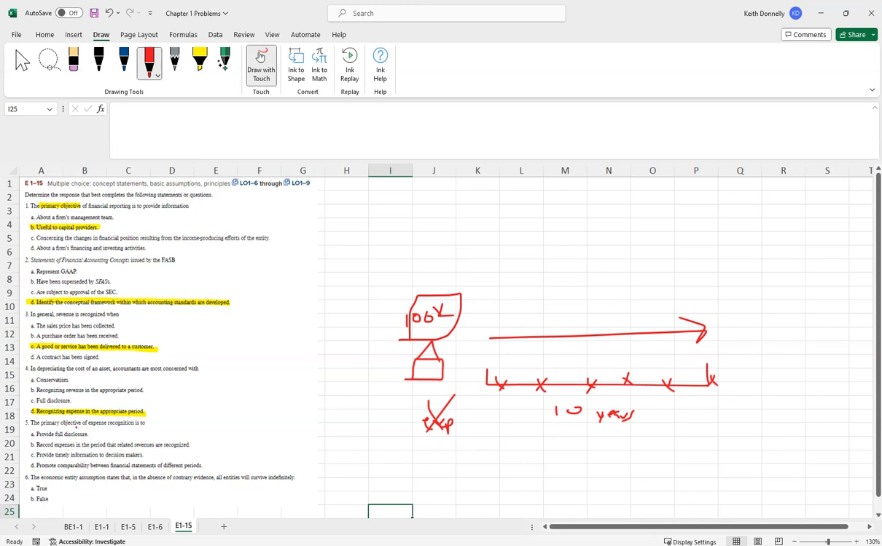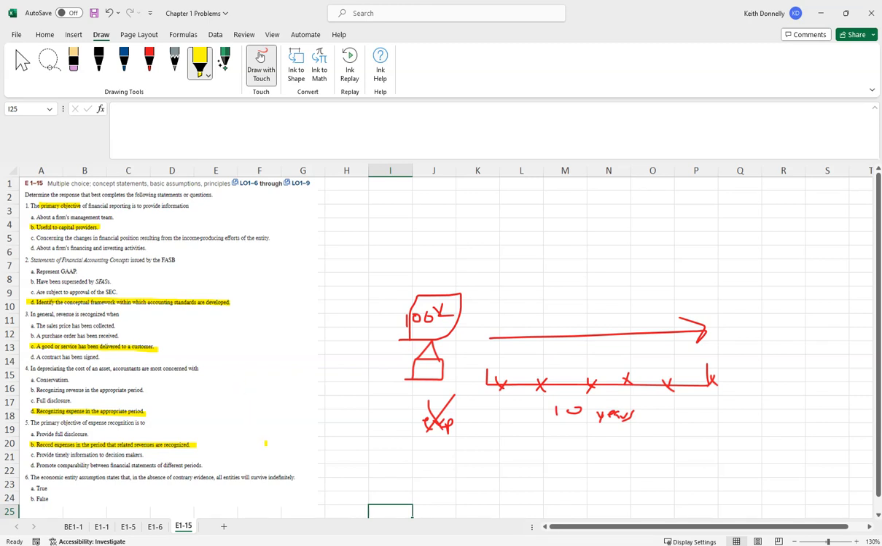Number 5 here, the primary objective of expense recognition. This one is going to be B, right? And this is what we were just talking about, right? It's just kind of a corollary of number 4. We are trying to record expenses in the period and associated with those revenues, right? So we buy this plant, this building in our business, we use this to make revenues over 10 years. We got to associate the expense, the expense, the expense, the expense during that time.